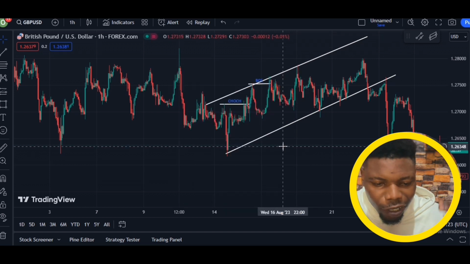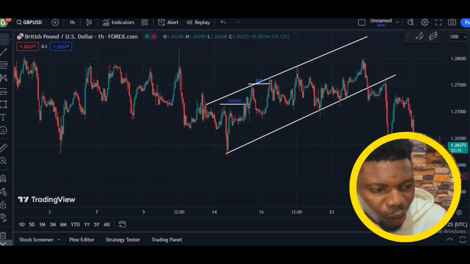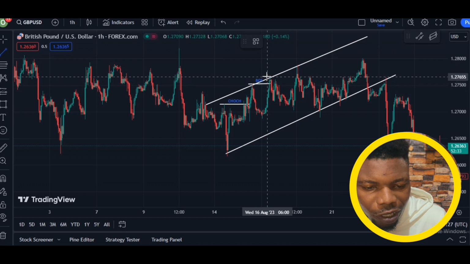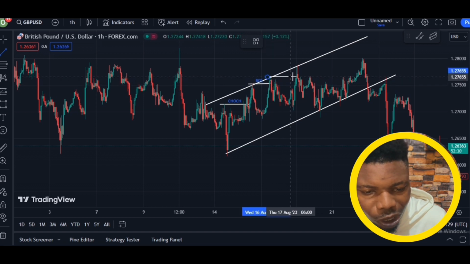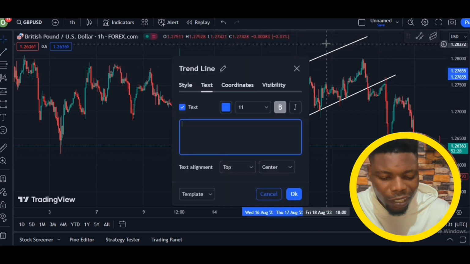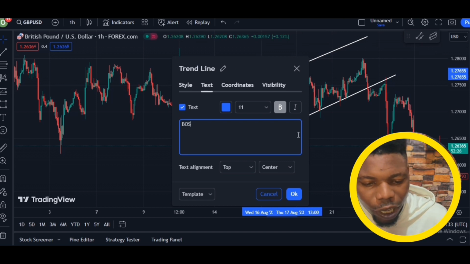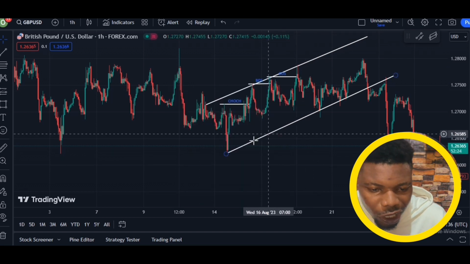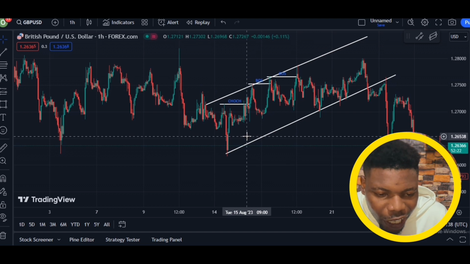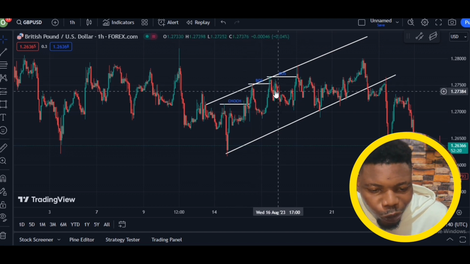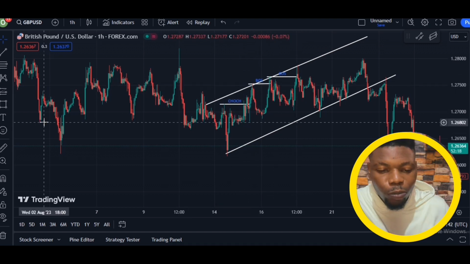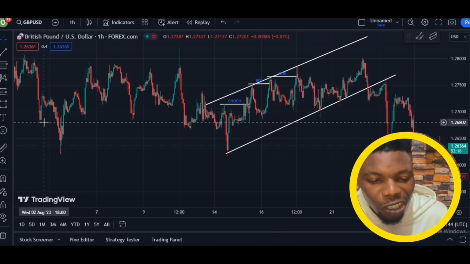I hope you guys are understanding the logic behind all these things. I love teaching the logic behind things rather than teaching the strategy only, because it doesn't make much sense. If you just understand the strategy only, it gets to some point where you feel confused. You understand? You can see it created a change of character, a break of structure.